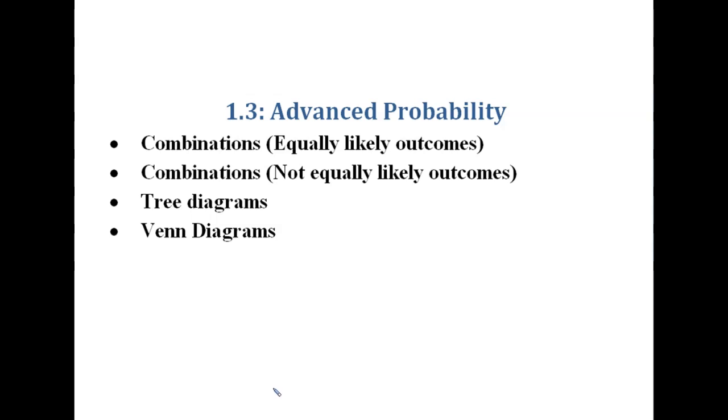Now, if you remember Thursday in class, we started working on section 1.3, our advanced probability section, and there's 4 questions in that. We tackled combinations with equally likely outcomes and combinations with not equally likely outcomes. Today in this video we're going to do the last 2 questions, dealing with tree diagrams and Venn diagrams.